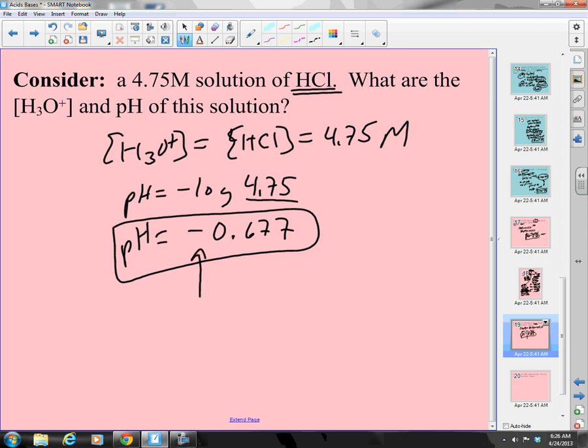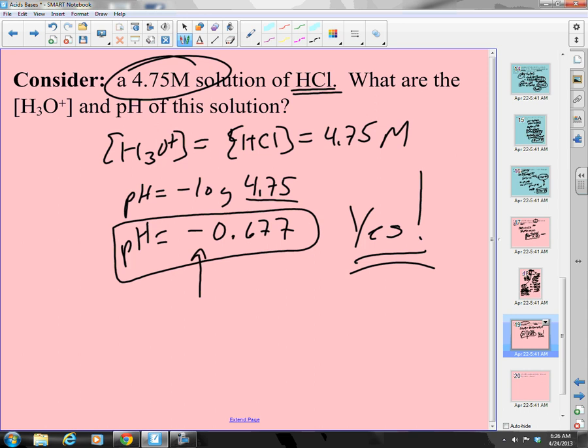Whoa, look at that. Are you telling me, Mr. Smith, that I can have a negative pH? Yes, I'm telling you that. You can have a negative pH if you have a great enough hydronium concentration.